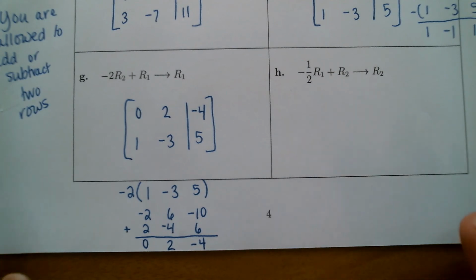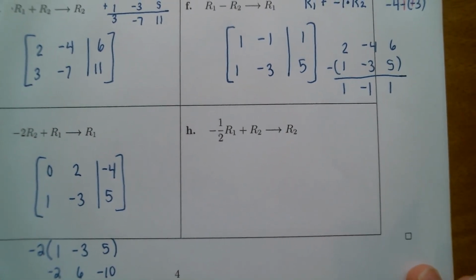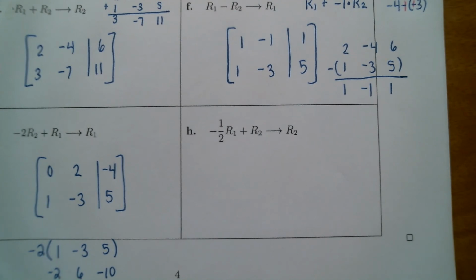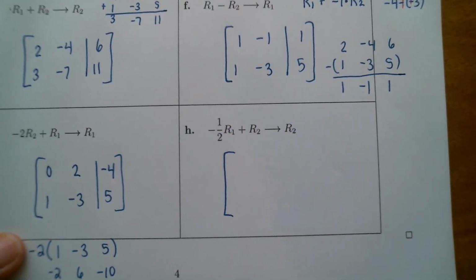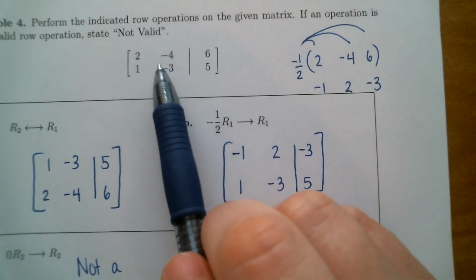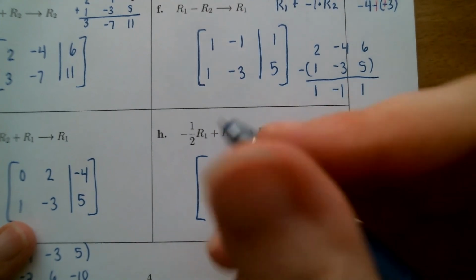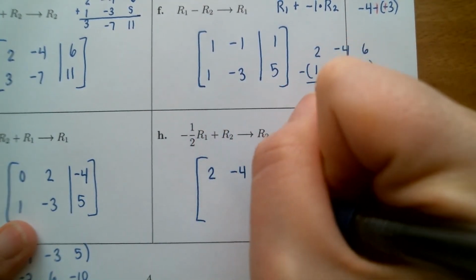All right, one more, part H. We're going to do -1/2 times row 1 plus row 2 becomes row 2. This is valid. If I want to replace row 2, I have to take row 2 and add to it a multiple of a different row. So this is just straight application of row operation number 3. Going back to your original matrix, we are replacing row 2, so row 1 is going to stay the same: 2, -4, 6.